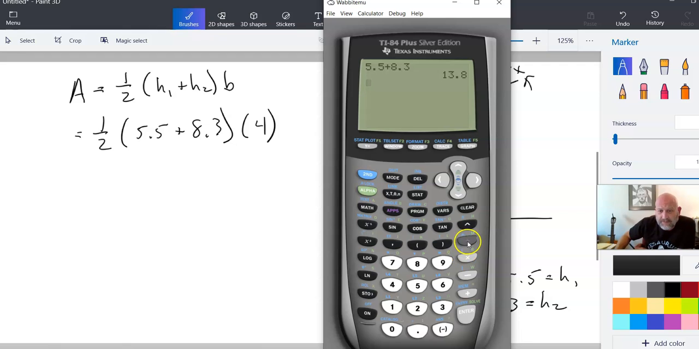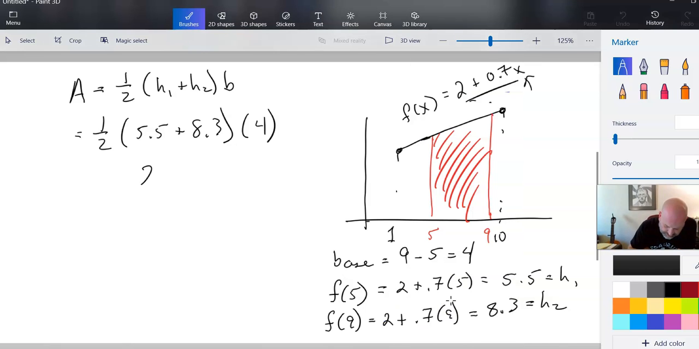Times 1/2 is the same thing as divided by 2, times 4, gives me 27.6. So this is 27.6 units squared.